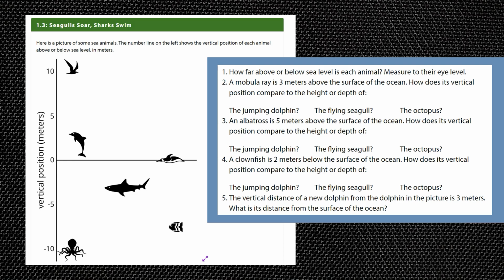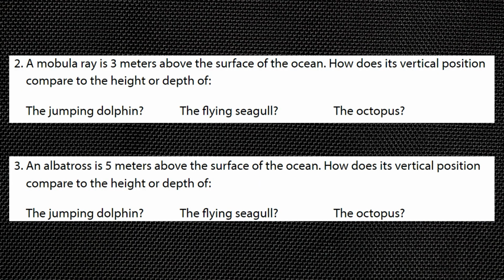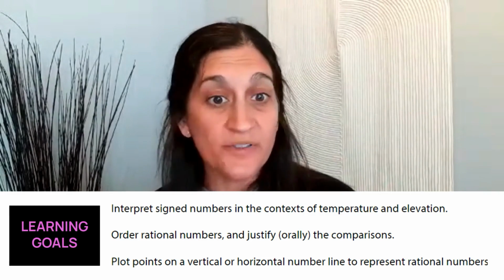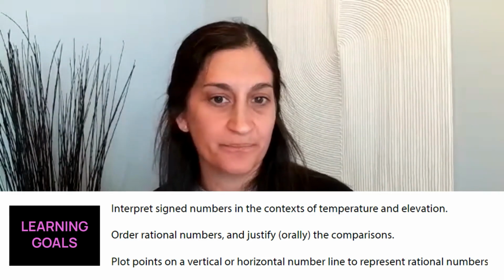If you look closely at this problem, numbers 2, 3, and 4 all have 3 parts to them. 2 and 3 in particular are very, very similar. So you could narrow in on just a few of these and still have ample opportunities to help students advance their understanding towards the learning goals, which you can see here.